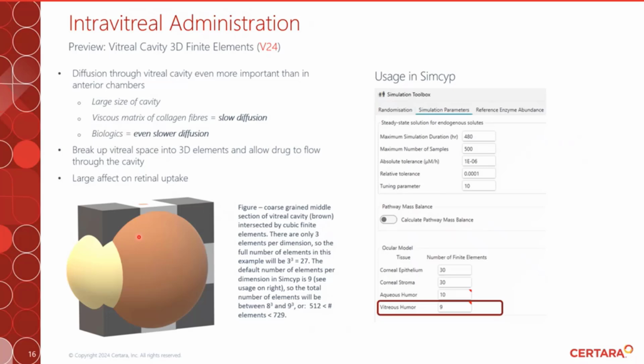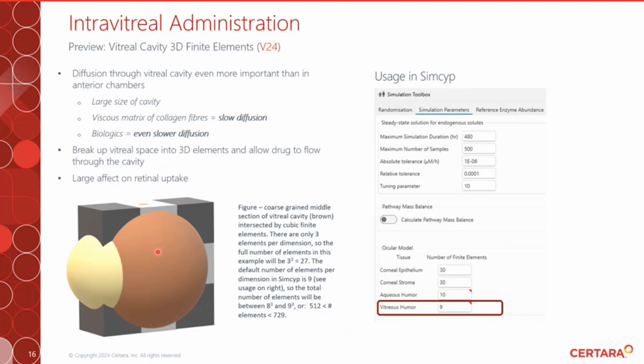So on to intravitreal administration. I'm running low on time here, so I'll try to be quick. This presented even greater problems, first from a diffusion perspective, because as you can tell here, the size of it is much, much larger than the anterior portion of the eye, and it's the vast majority of the volume. And it's also much more viscous. You have collagen fibers in a gel-like substance within there, so the viscosity is very high.